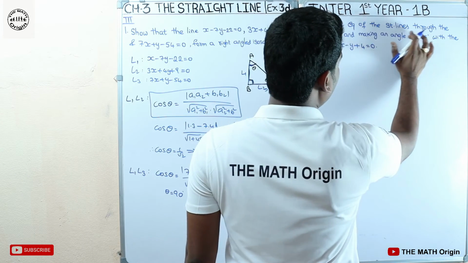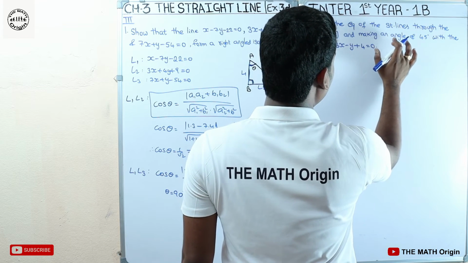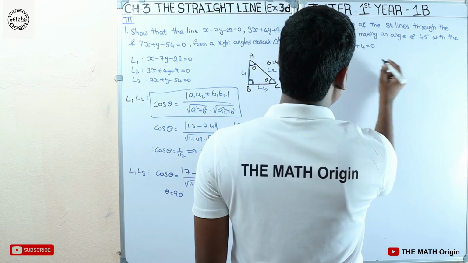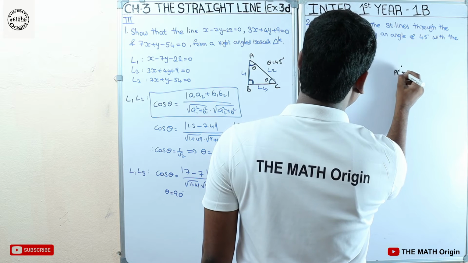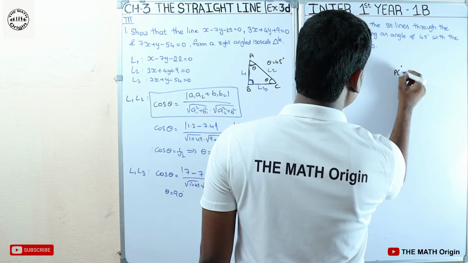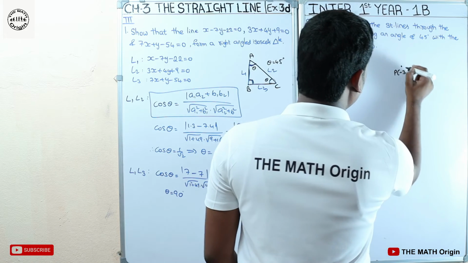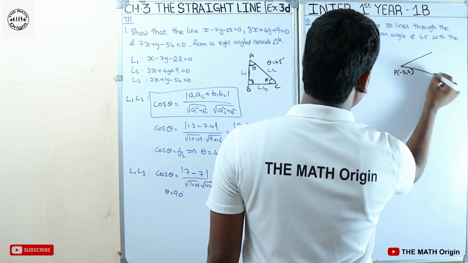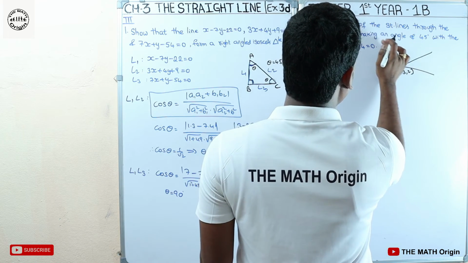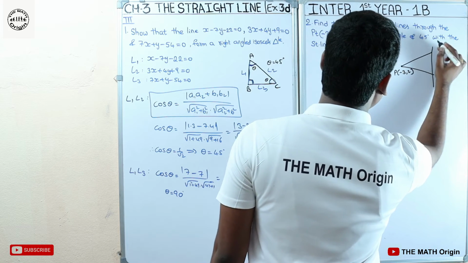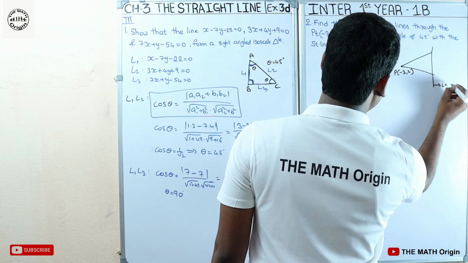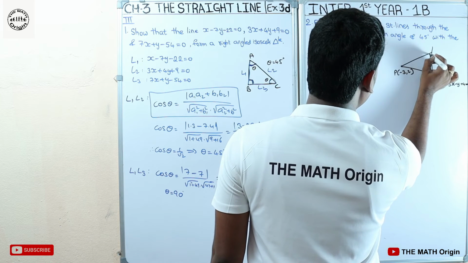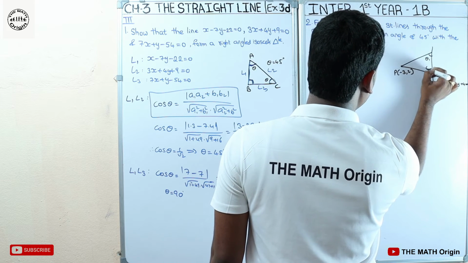Second one: find the equation of a straight line through a point and making an angle of 45 degrees with the given straight line. The point P is minus 3 comma 2. Find the equation of the straight lines passing through this point and making an angle of 45 degrees with a line. This is the line L: 3x minus 5y plus 4 equals 0, and here it is making theta 1 and here it is making theta 2.